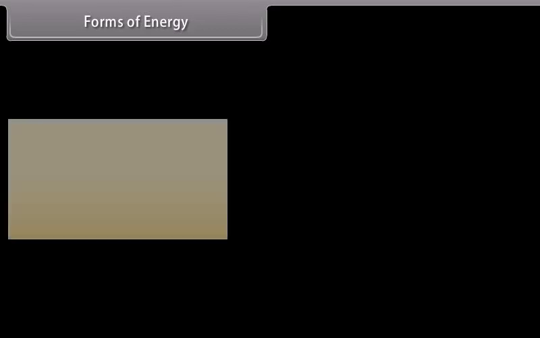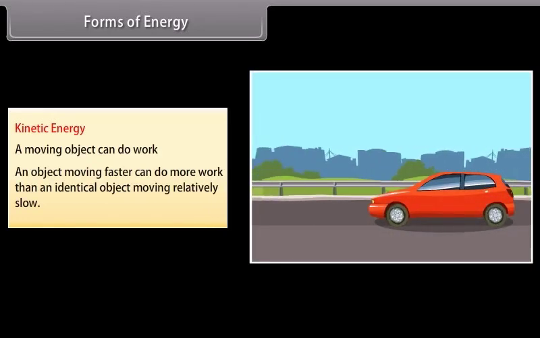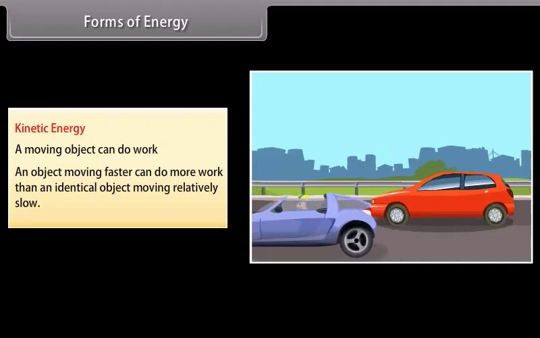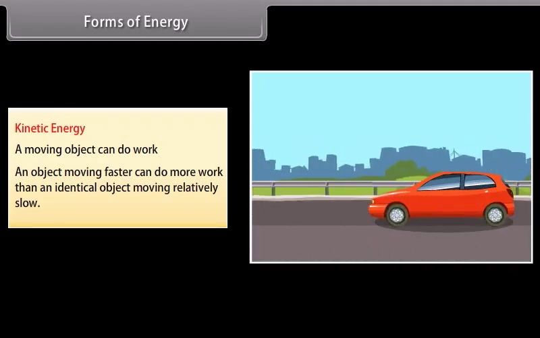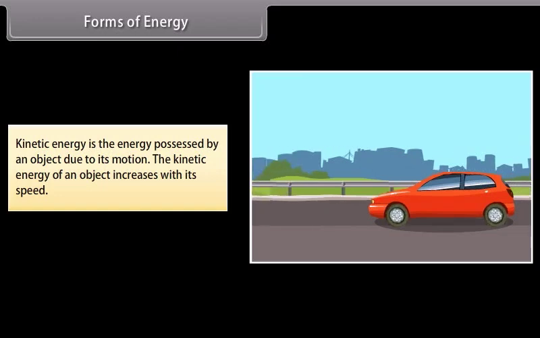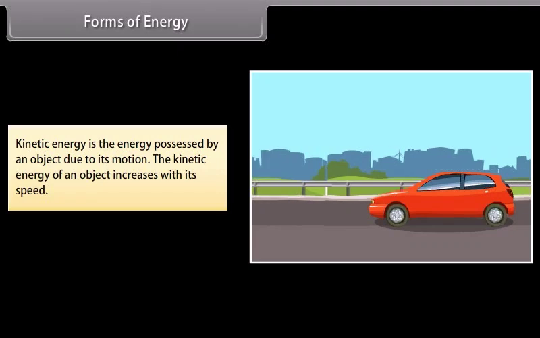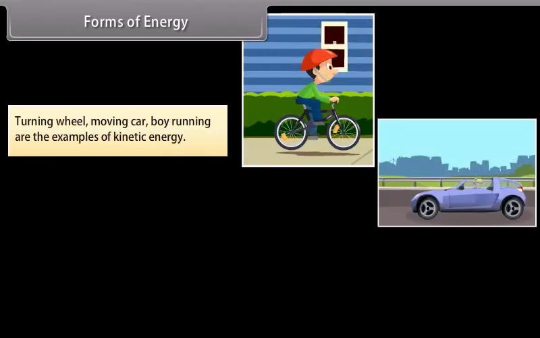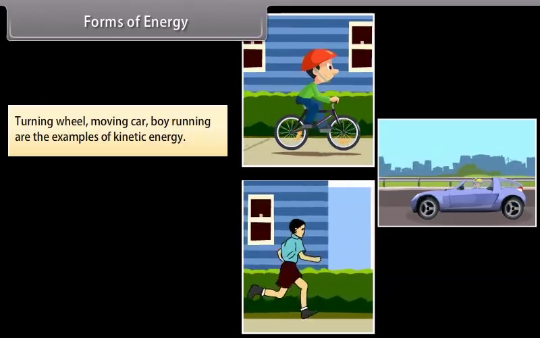Let us first study about kinetic energy. We know that a moving object can do work, and an object moving faster can do more work than an identical object moving relatively slow. Kinetic energy is the energy possessed by an object due to its motion. The kinetic energy of an object increases with its speed. Turning wheel, moving car, boy running are the examples of kinetic energy.